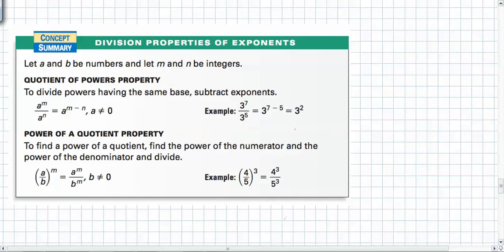What about power of a quotient? What happens if you have a power outside the fraction? Well, you just distribute it into each of them. It's not really distribution, but it's similar. So (a over b) to the m is a to the m over b to the m. So (4 over 5) all to the 3rd is 4 to the 3rd over 5 to the 3rd.